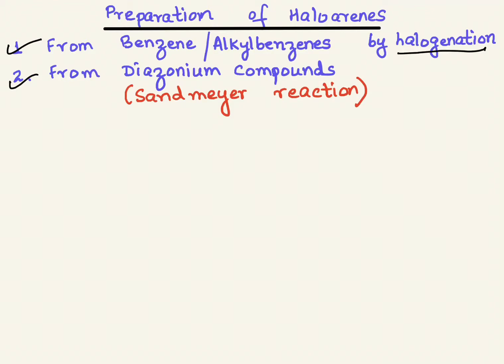When we say from benzene or alkyl benzenes by halogenation. So benzene, first of all, is a ring compound, an aromatic compound. What do I mean by saying alkyl benzene? That means I have a ring and one of the hydrogen atoms is replaced by an alkyl group. But the further halogenation has to take place in the ring, right? So this is what we are going to prepare.